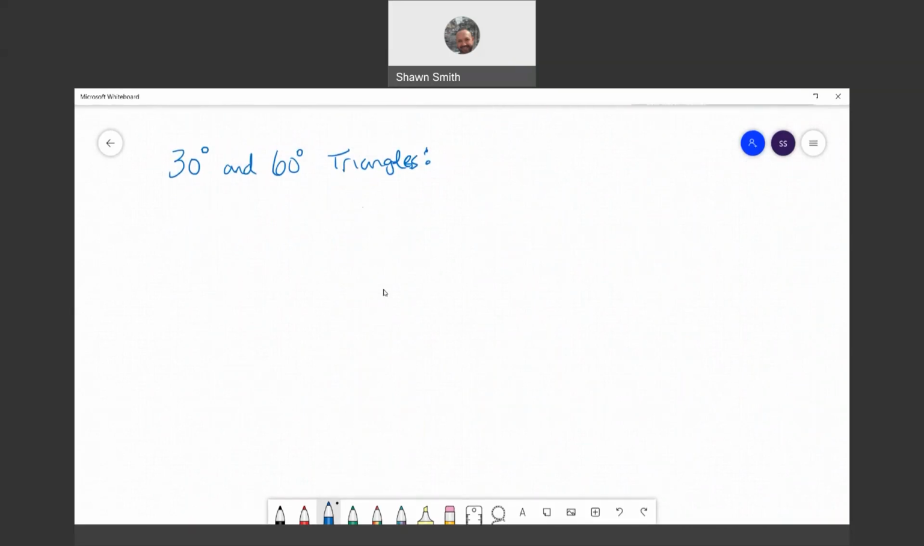If I draw an equilateral triangle, so if I draw any equilateral triangle, the interior angles each measure 60 degrees, right? The sum has to be 180.